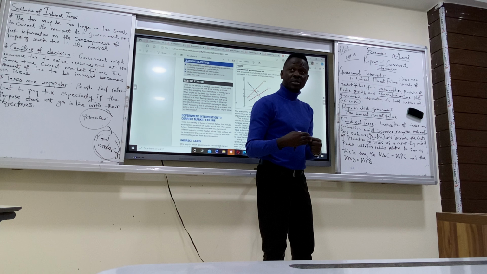So imposition of indirect tax will increase the cost of production for firms. The more they produce, the more they emit carbon, and the more they pay in terms of tax. They don't want to pay much. As a result, they reduce their production. As soon as they reduce their production, pollution will also what? Reduce. That is what indirect tax will do.